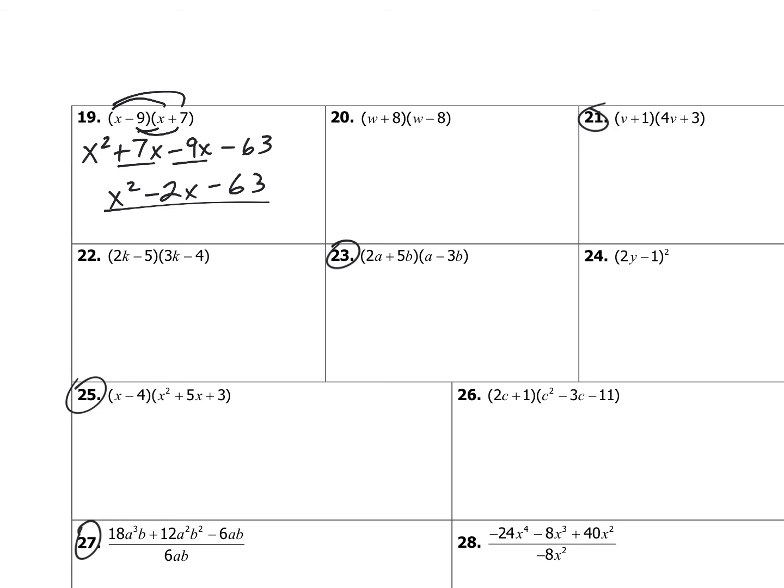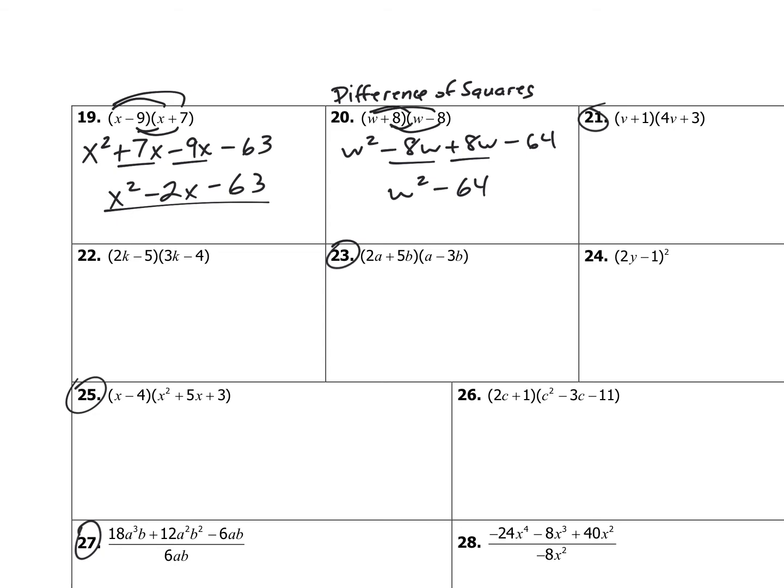Number 20. This is called a difference of squares. And you guys have seen these before. I wanted to draw your attention to the name. And as we start to multiply, you'll see what I'm talking about. w times w is w squared. w times negative 8 is negative 8w. 8 times w is positive 8w. And then 8 times negative 8 is negative 64. The two inside terms are what we combine, but they cancel out. And so all we're left with is a binomial.